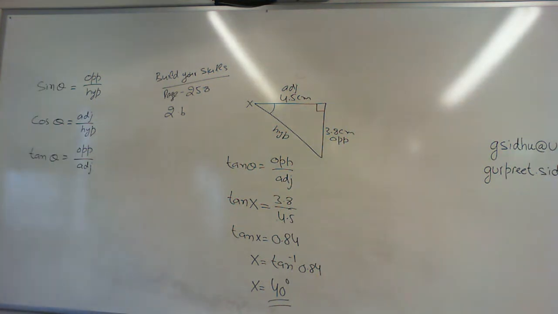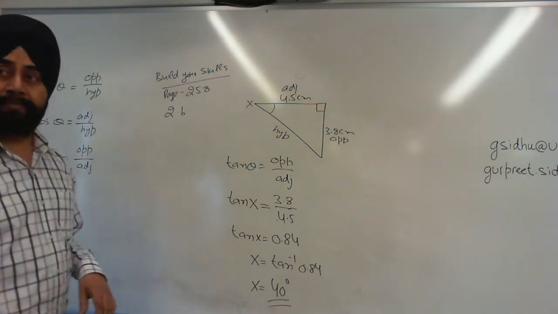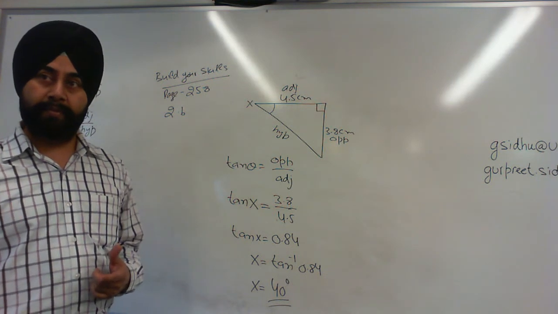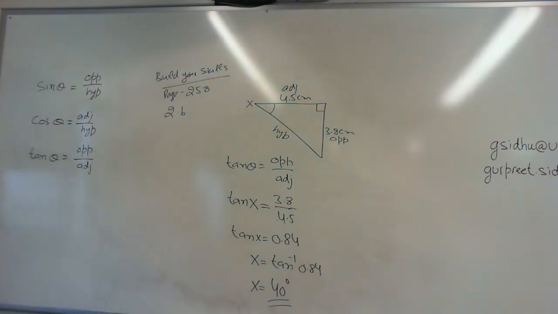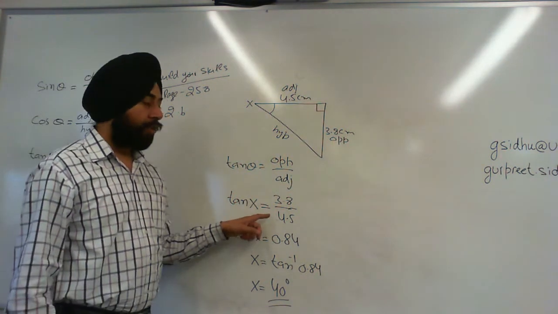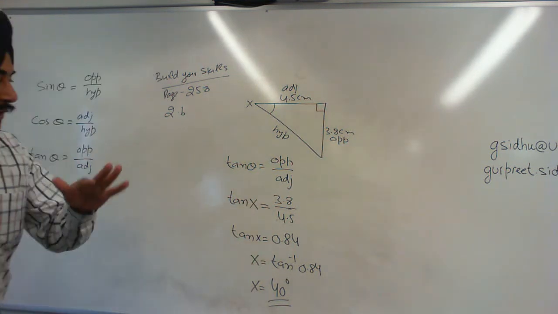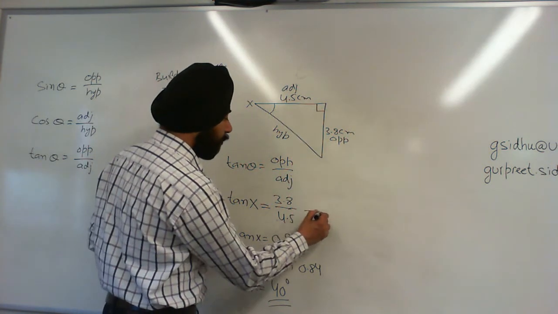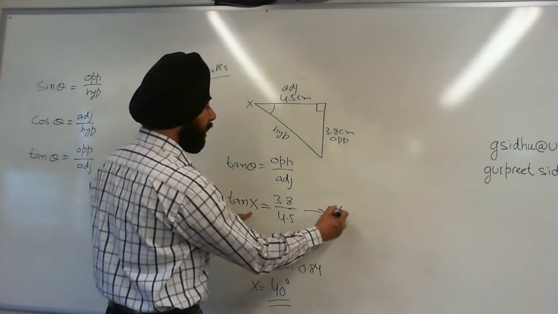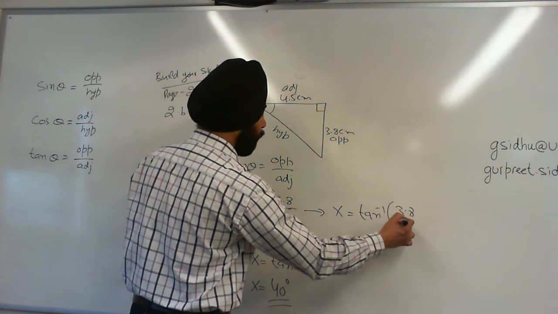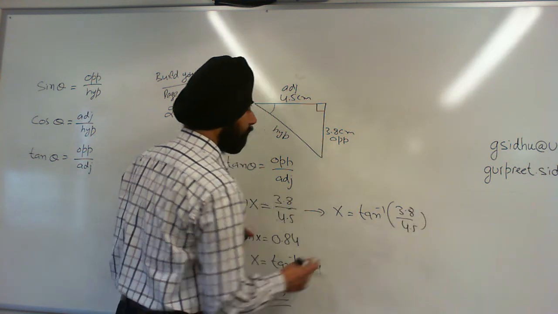Is that what you got, Cody? 40.2. Okay, that's fine. Well, you're getting different answers because what Cody is doing, he's not dividing these numbers. And actually that's a better way. So from this point, you should do x is equal to tan inverse 3.8 over 4.5. This is what he is doing.